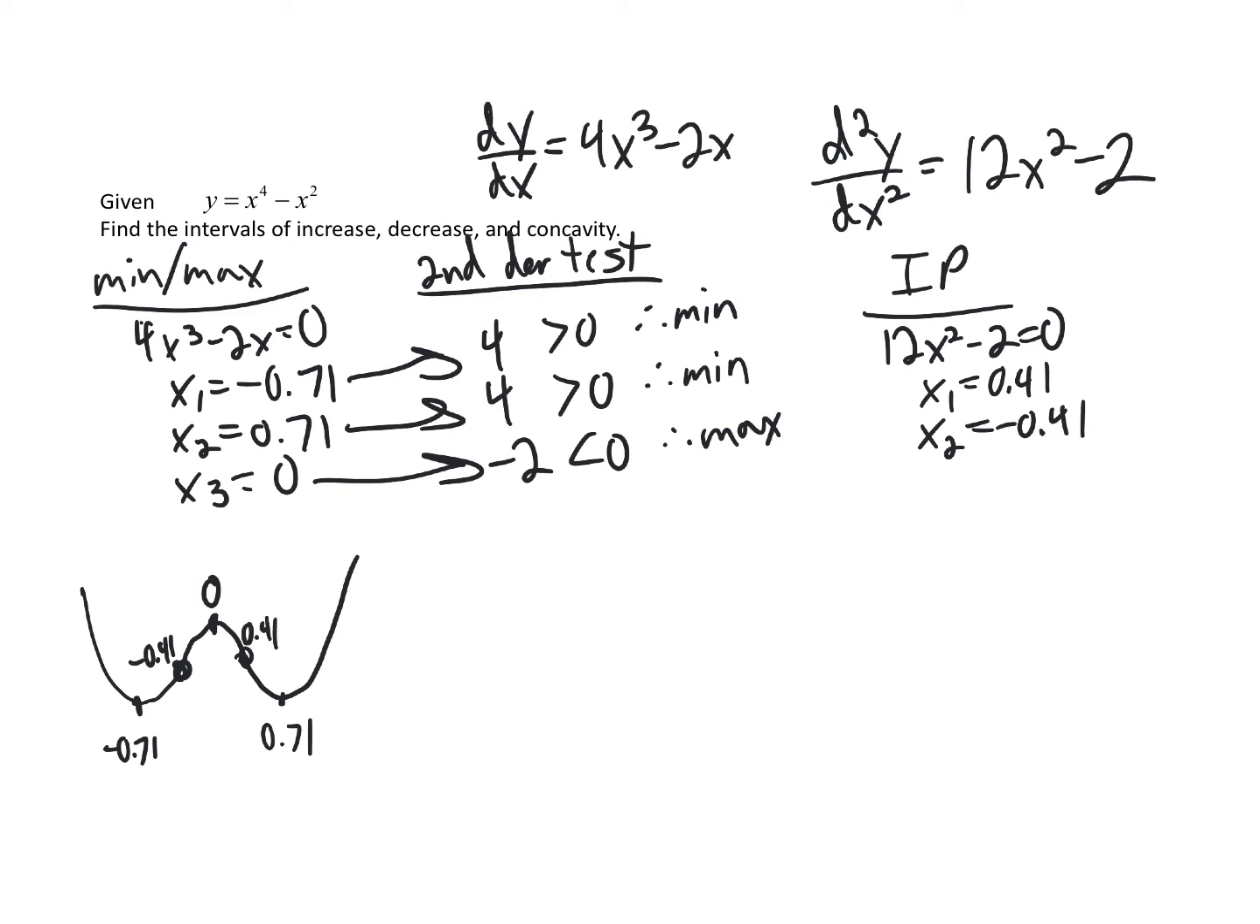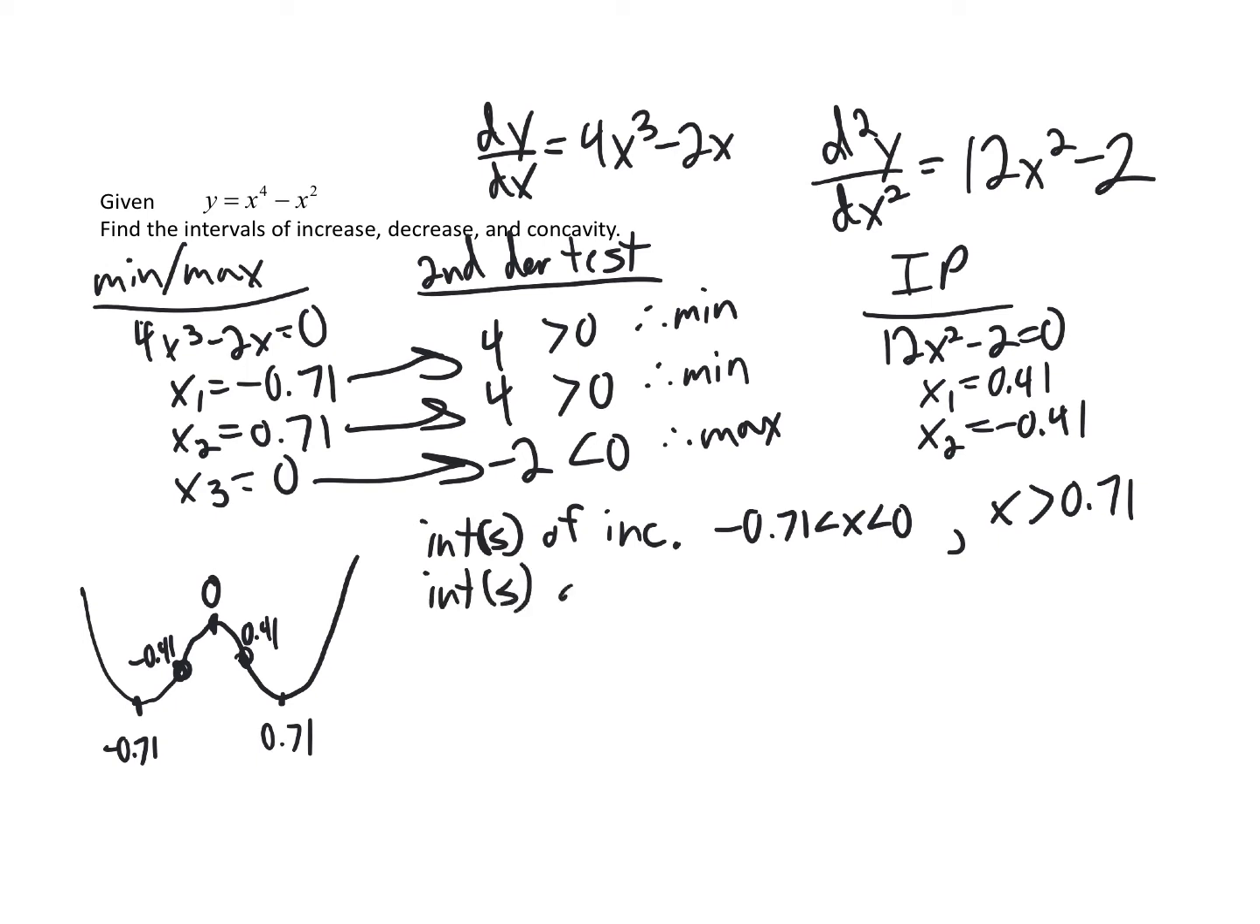Now we can use the mins and maxes for our limits on our intervals of increase and decrease, and then we can use our points of inflection for where concavity changes. So your intervals of increase are negative 0.71 less than x less than 0, and x greater than 0.71. Our intervals of decrease are x less than negative 0.71 and 0 less than x less than 0.71.